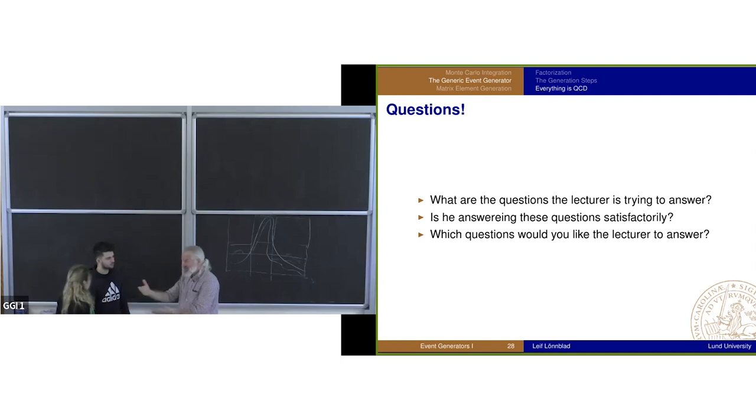Then comes the example. I think the dominating one would be this uncertainty.